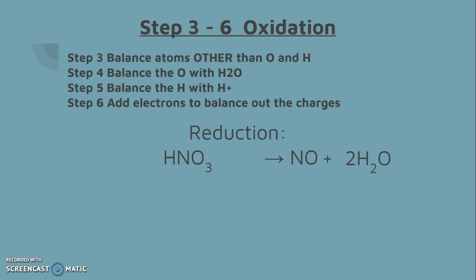Next, we balance all the hydrogens. There is 1 on the left and 2 times 2, 4 hydrogens on the right. So we must add 4 minus 1, 3 hydrogens on the left side.